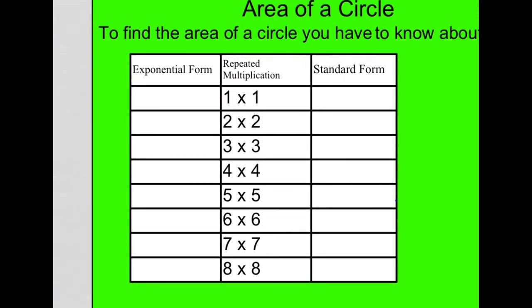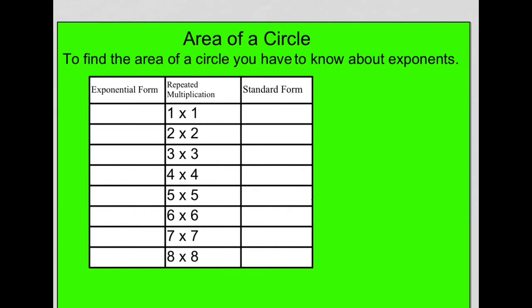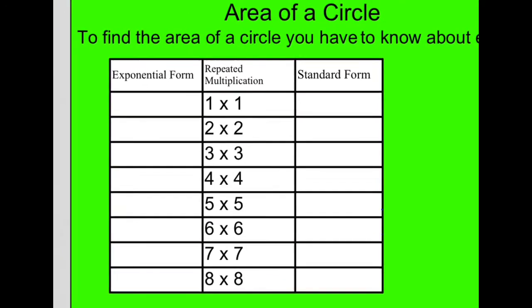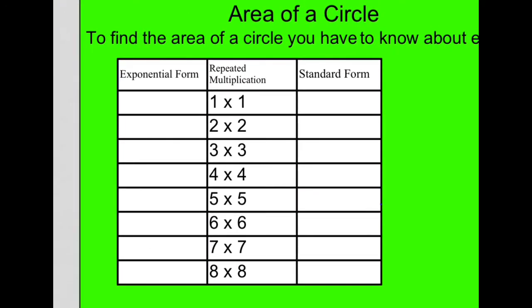So, let's look at this chart I made. I said to find the area of a circle, you have to know about exponents. So what I've got here is a bunch of repeated multiplications, everything from 1 times 1 to 8 times 8. Now, the way you write a number in exponential form is a shorter way of writing the number. It's often used for numbers that are very, very large, but it can be used for smaller numbers as well. So let's take a look at this chart.